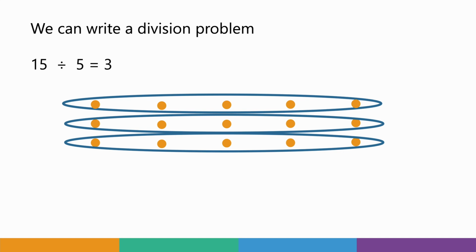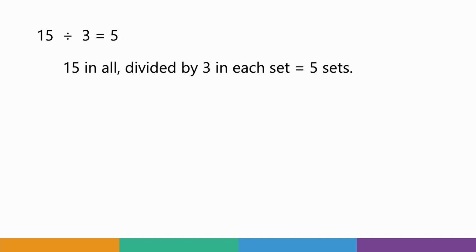There's 5 in each set. There's 3 sets total. 3 sets, 5 in each set, 15 altogether. 15 divided by 3 equals 5. 15 in all divided by 3 in each set equals 5 sets.